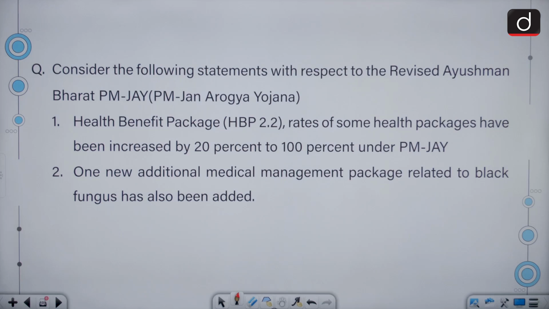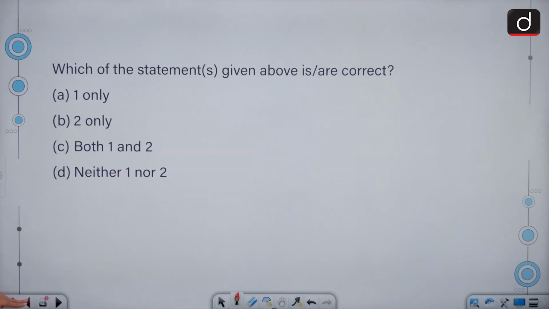Moving on, consider the following statements with respect to the revised Ayushman Bharat PM Jan Arogya Yojana health benefit package. Rates of some health packages have been increased by 20% to 100% under PMJAY. One new additional medical management package relating to black fungus has also been added. We have to select the correct statement.